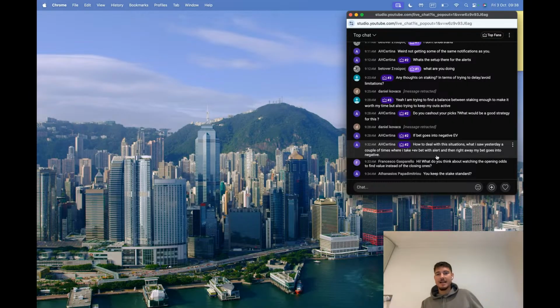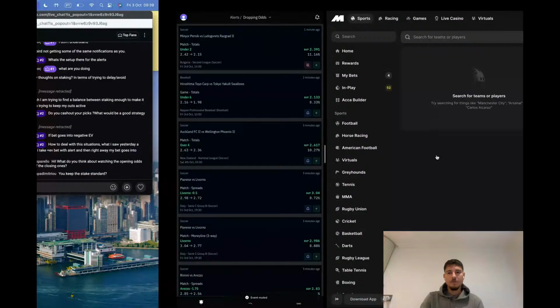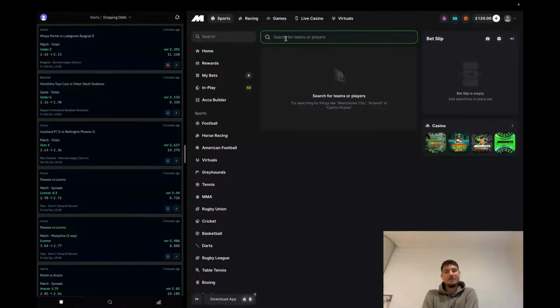Yeah, I keep the stake standard. 2% of bankroll. But if you're not someone who can deal with variance very well, which is fair enough, then 1.5%.